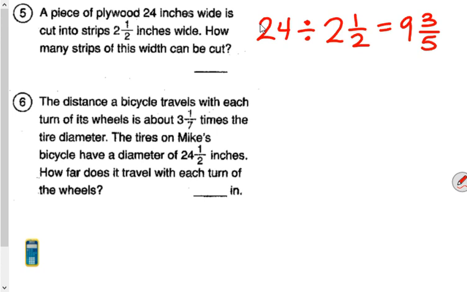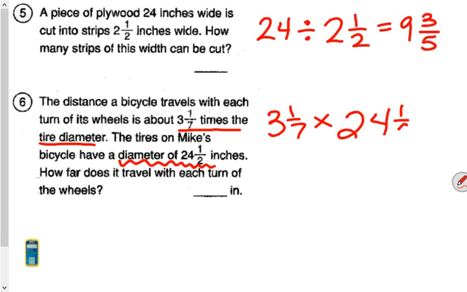All right, number 6. The distance a bicycle travels with each turn of its wheels is about 3 1/7 times the tire diameter. The tires on Mike's bicycle have a diameter of 24 1/2 inches. How far does it travel with each turn of the wheels? So it says the distance a bicycle travels with each turn of its wheels is, that means equals, about 3 1/7 times the tire diameter. So that tells me what to do.